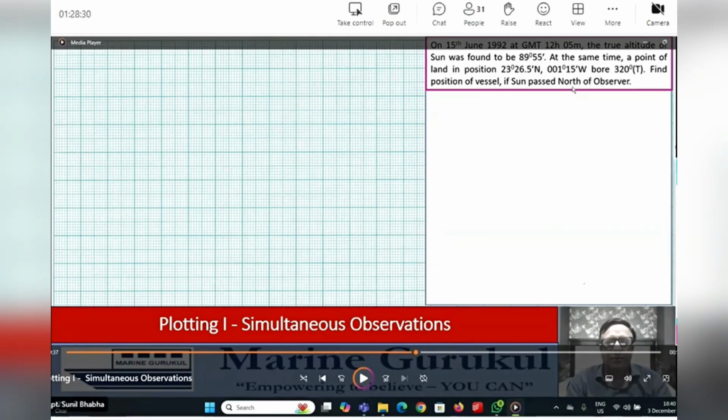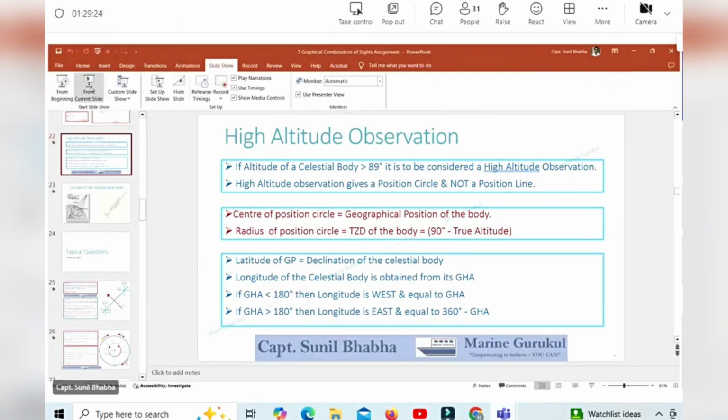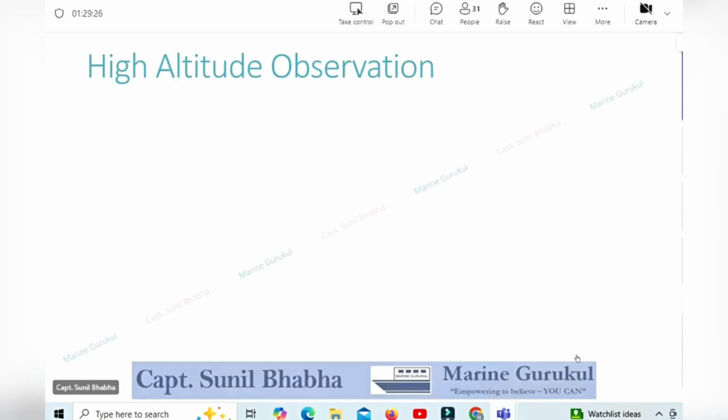So anyway, I will revise that once again. First, I'll tell you how a high altitude observation is to be plotted. So give me a minute. I'll first show you this. Before we go into this question, that understanding needs to be refreshed. Let's now try to understand what we mean by a high altitude observation and how it is to be handled in the questions.